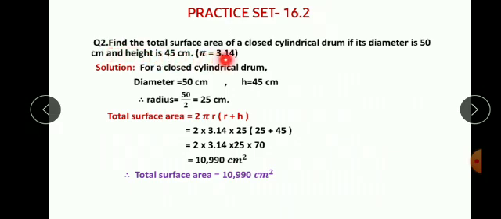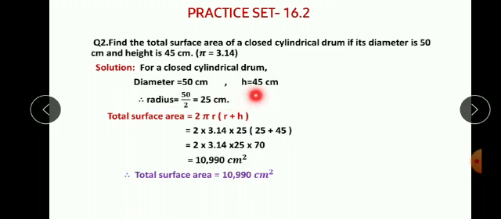Find the total surface area of a closed cylindrical drum if its diameter is 50 centimeter and height is 45 centimeter. Here, children, you have to use the value of pi as 3.14 and not 22/7 because it is mentioned here. For a closed cylindrical drum, diameter is given as 50 centimeter and height is given as 45 centimeter. So from the diameter you can find the radius. Radius is equal to diameter divided by 2, that is 50 upon 2, which is equal to 25 centimeter.